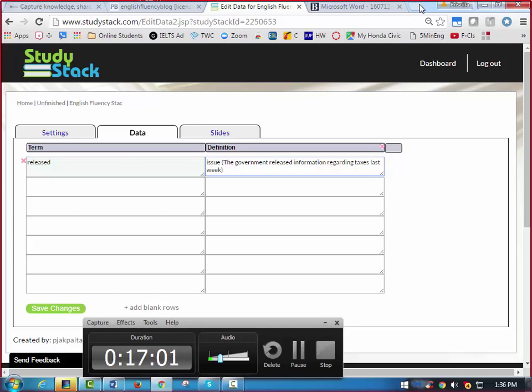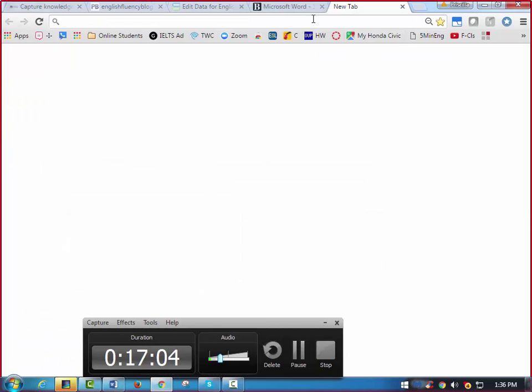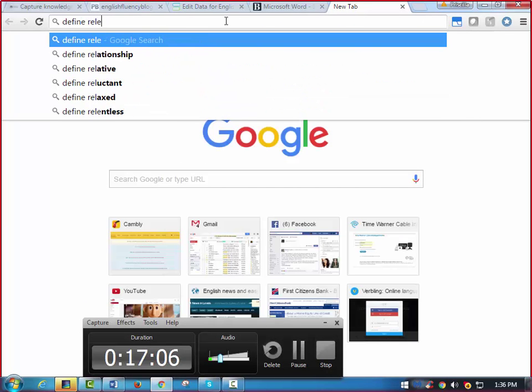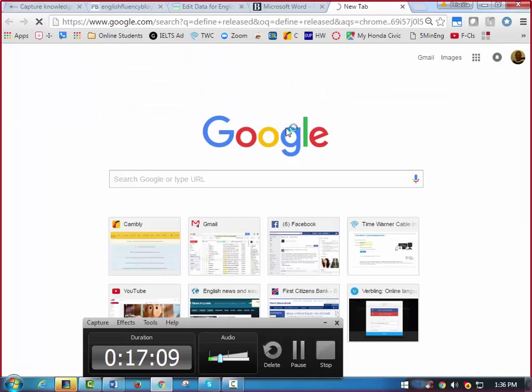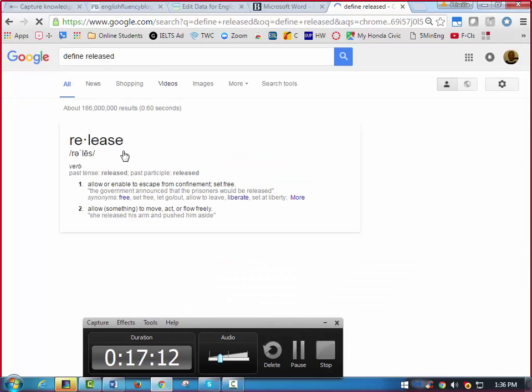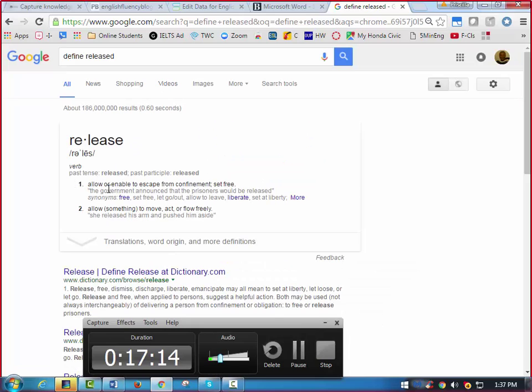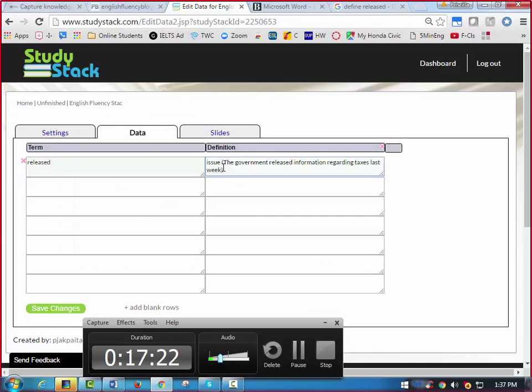You can actually go to a link and get a definition, but you need to write the definition so it makes sense to you. So here it says, allow or enable to escape from confinement or to set free. Now, I really like that answer. Release means to set free. But in today's article, it doesn't mean to set free. It means issued. So things become relative to what you're reading. Do you understand? Yeah, of course.